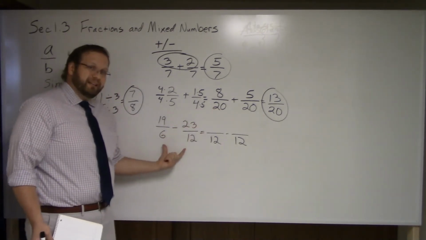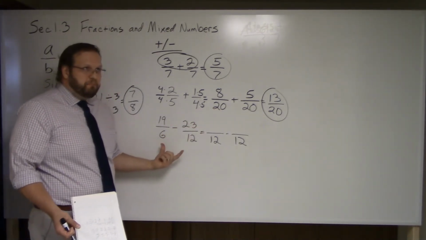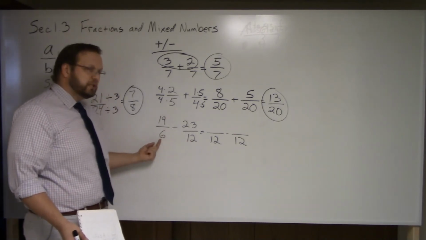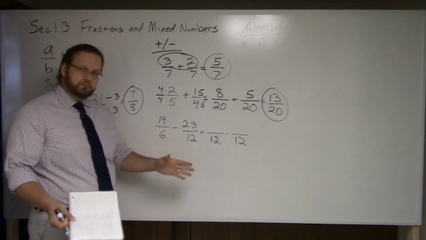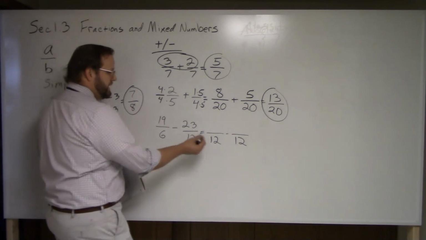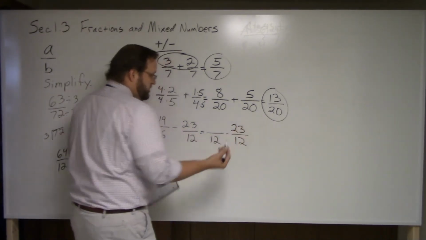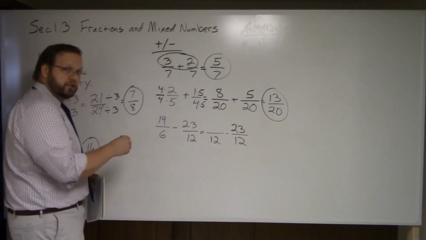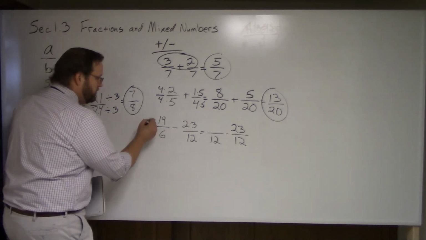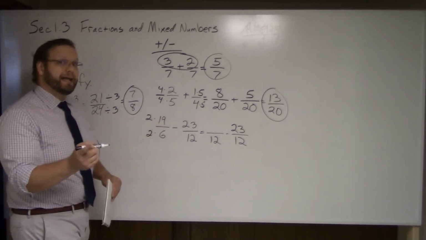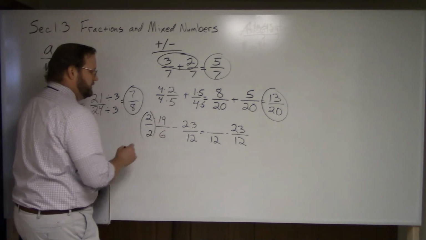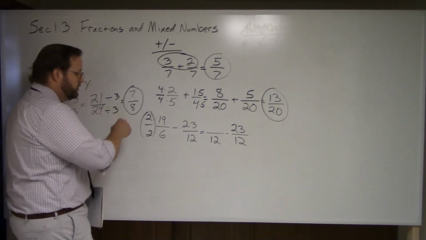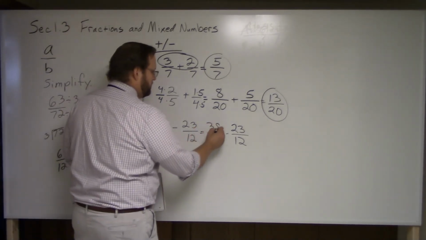Over here, it's a better use of our time to just say 6 plus 6 is 12. Bingo, we got it. So the second fraction is good how it is. The first fraction, I need to multiply by 2, top and bottom. Again, why? Because that is a 1. 2 times 19, 38.